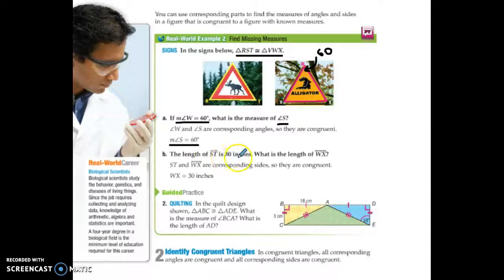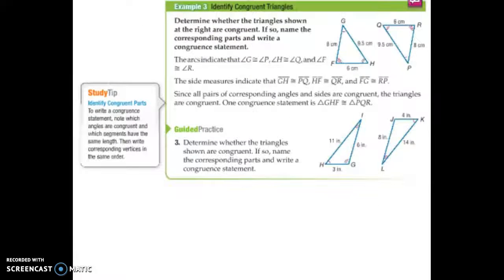They tell me ST is 30. Well, ST are the last two letters. So I've got to match up with the last two letters there. So if ST is 30, then WX is 30. Well, WX is 30 right there. Okay, just playing the matching game. Nothing too difficult today. Almost done.